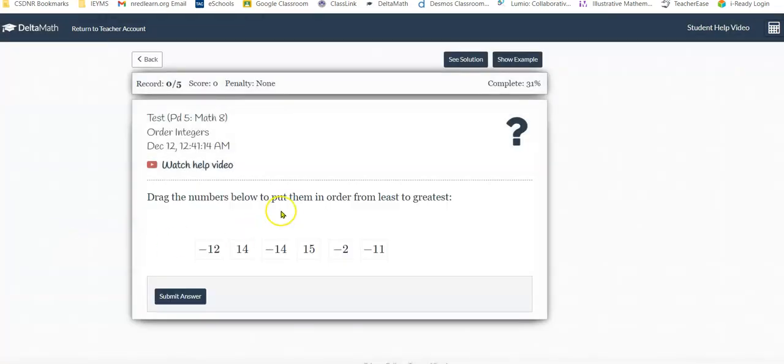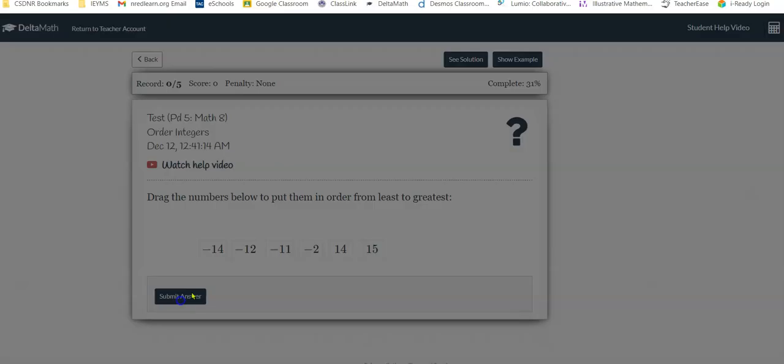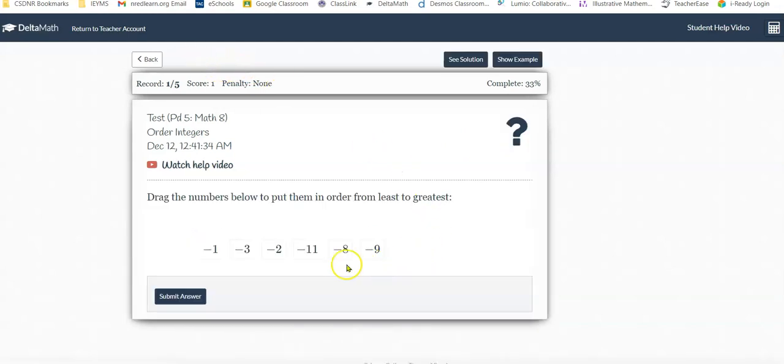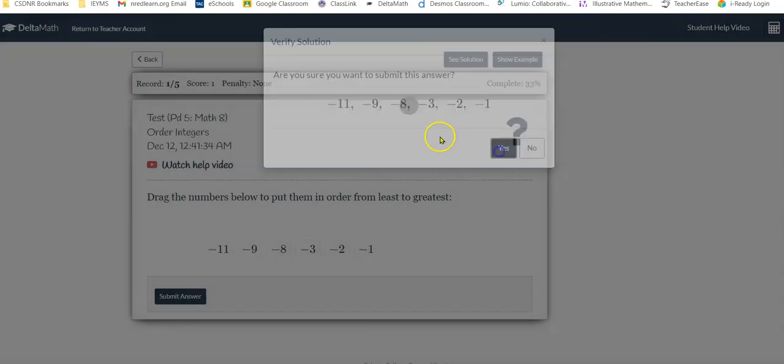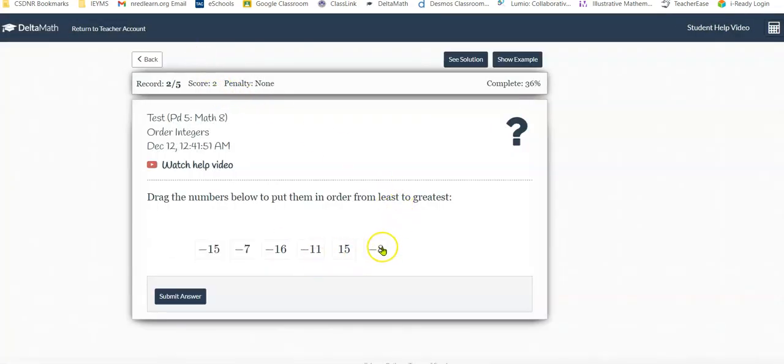Next lesson, order the integers. So from least to greatest means find the largest negative number. And then we go closer to 0. And then we go higher up. Just click and drag one more time. From least to greatest, find the highest negative number. And we go down from there in order until we get closest to 0. Last one. From least to greatest, highest negative number.